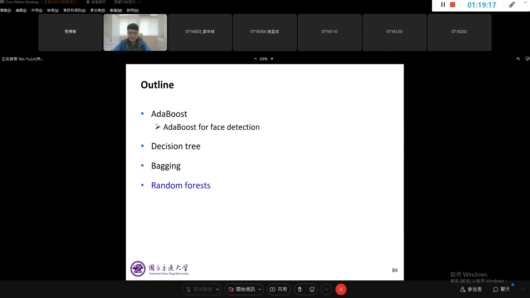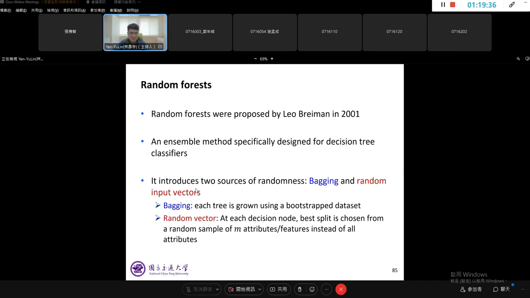Okay, since there is no further question, let's talk about random forest. Actually, random forest is a widely used algorithm, and in most cases random forest performs better than bagging. So let's look at the details of random forests. Like bagging, random forests were invented by the same author, Professor Leo Breiman, and random forest was proposed in year 2001.